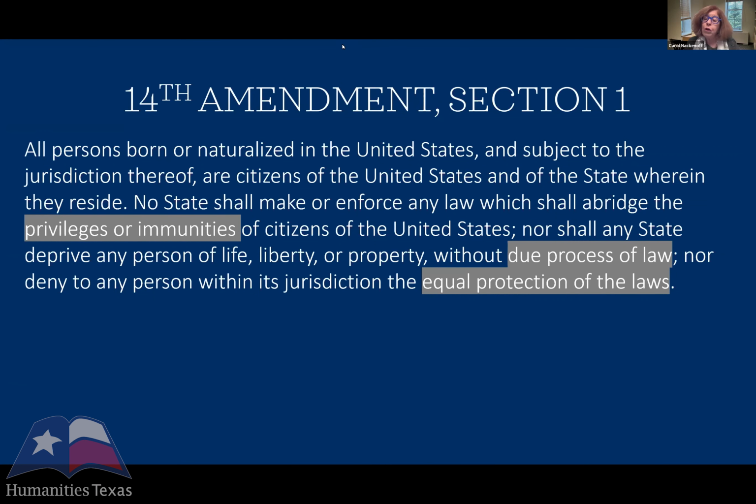We also look to the 14th Amendment, Section 1, when we start looking for civil rights. All persons born or naturalized in the United States and subject to the jurisdiction thereof are citizens of the United States and of the state in which they reside. No state shall make or enforce any law which shall abridge the privileges or immunities of citizens of the United States. We talk about the three promises: the privileges or immunities clause, the due process of law clause, and the equal protection of the laws clause, which is the one we will be the most concerned with right now.